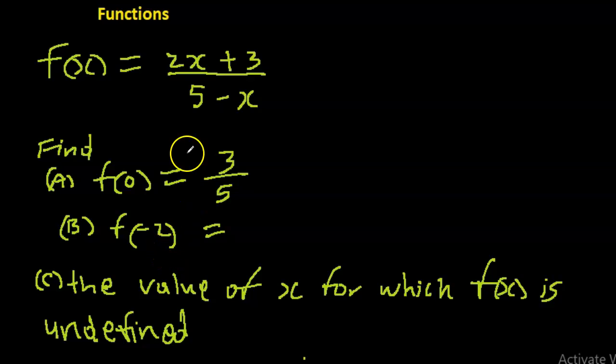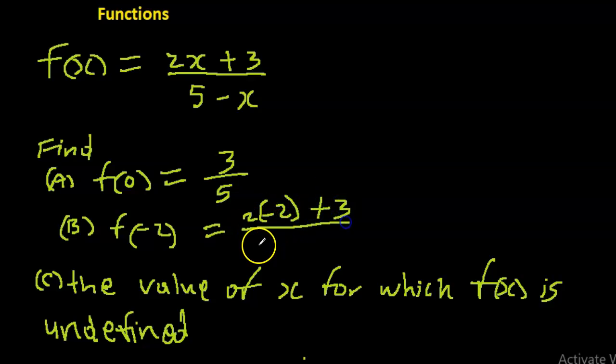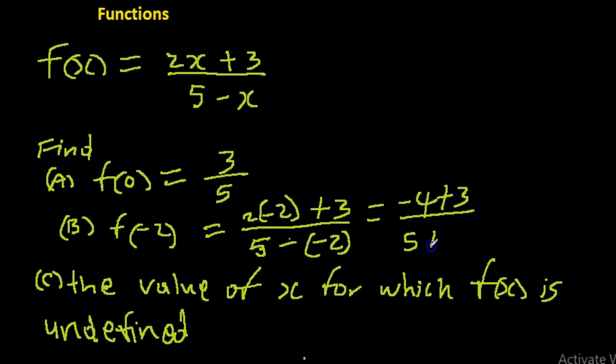f of minus 2, so that's 2 times minus 2 plus 3 over 5 minus, and x is minus 2. Good? So 2 times minus 2, that's minus 4. And you have a plus 3. The double negative here becomes plus 2. So negative 4 plus 3, that's negative 1. 5 plus 2, that's 7.